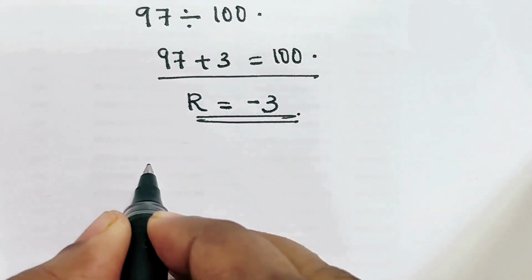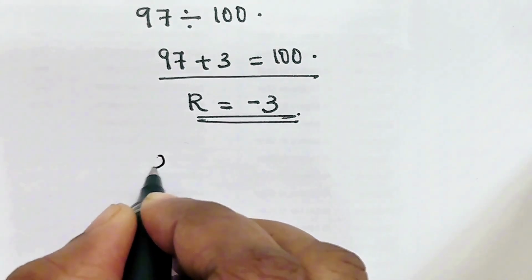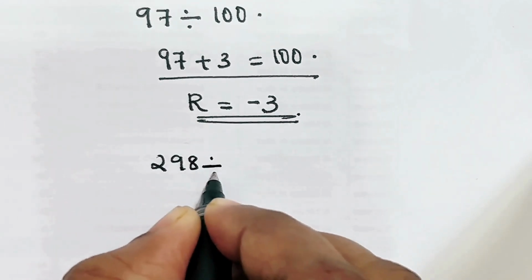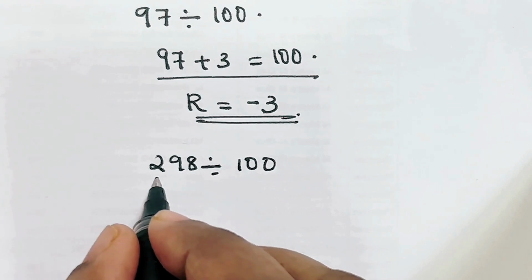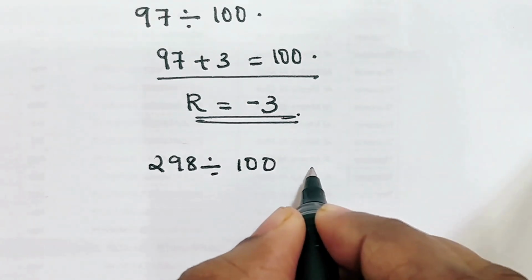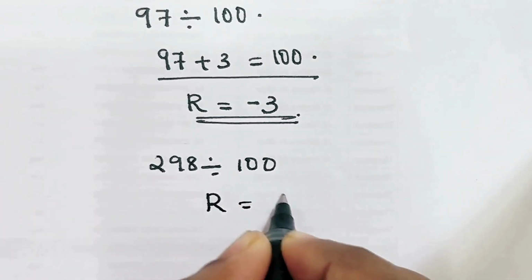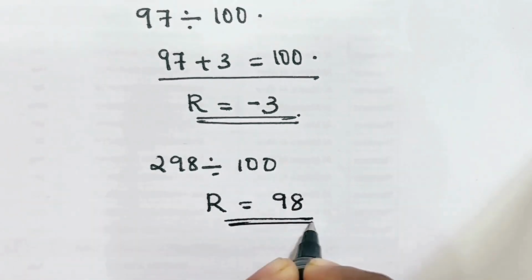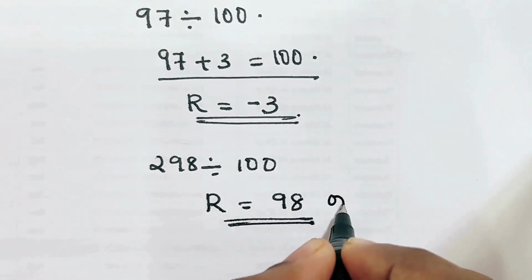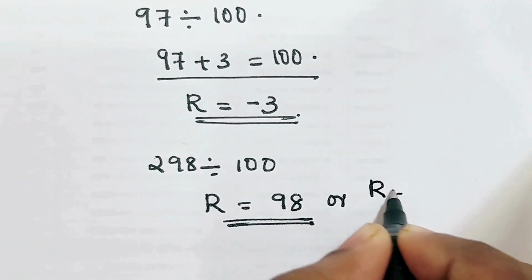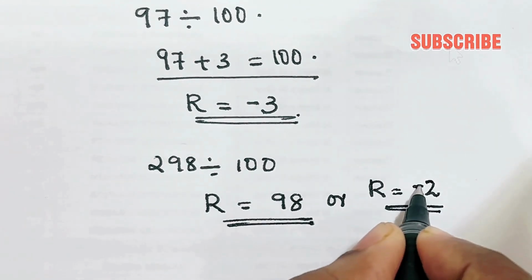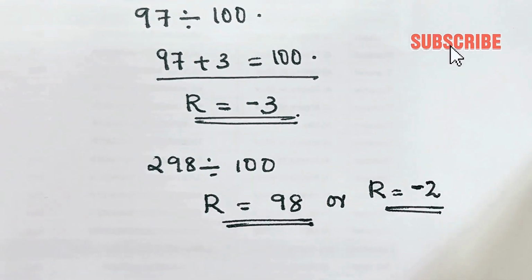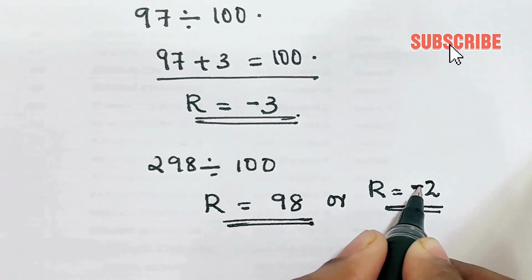Let's take another number, 298. When we divide 298 by 100, we know 298 is not completely divisible by 100. So usually we will write the remainder as 98. Or we can write the remainder in terms of negative numbers. That is, remainder is equal to negative 2. Using this concept, we are going to find out the last two digits of any multiplication problem.